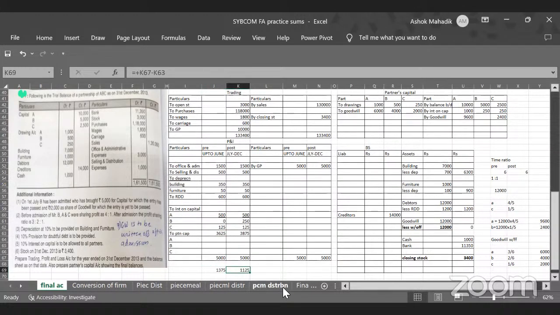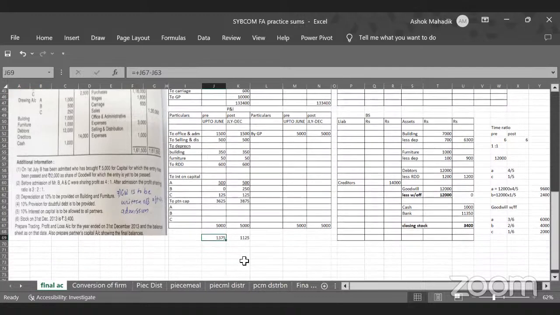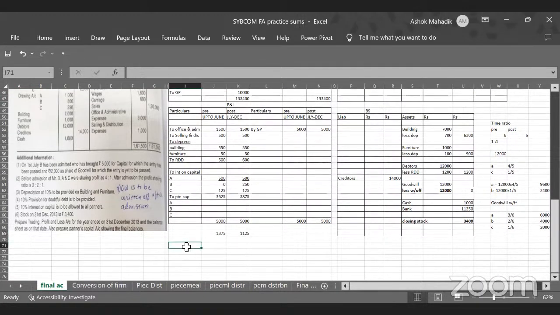Profit is 1,125. Okay. So as I told you, in pre column, only A and C will share the profit. Okay. And in post column, all the 3 partners will share profit in 3:2:1 ratio. Have you understood, students? Okay. I'll show a working note here below. Okay. So pre profit will get only A and C. Okay. Only 2 partners will get. How much profit share they will get?